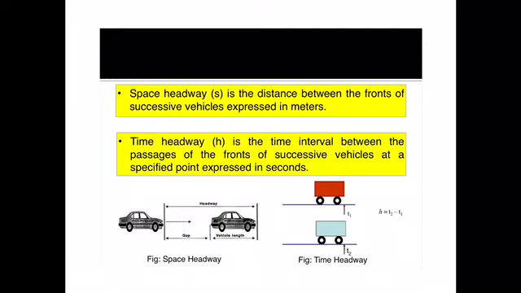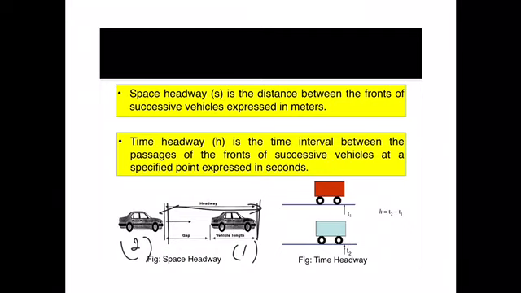Next we have space headway and time headway. Space headway is nothing but the distance between the fronts of successive vehicles. Here my first vehicle is here, the second vehicle is here. What is the distance between the front sides of each vehicle? That we call the space headway.